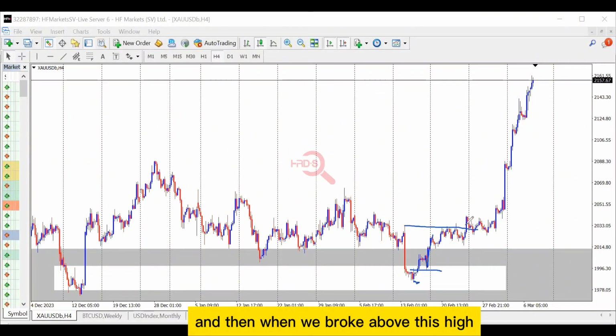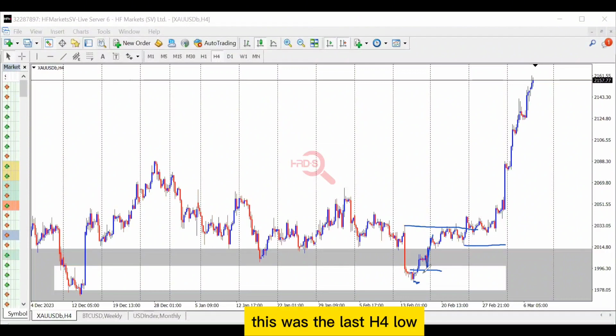And then when we broke above this high, this was what? The low, right? This was the last 4H low because we have higher high, higher low, higher high, higher low here, and then we made a higher high.